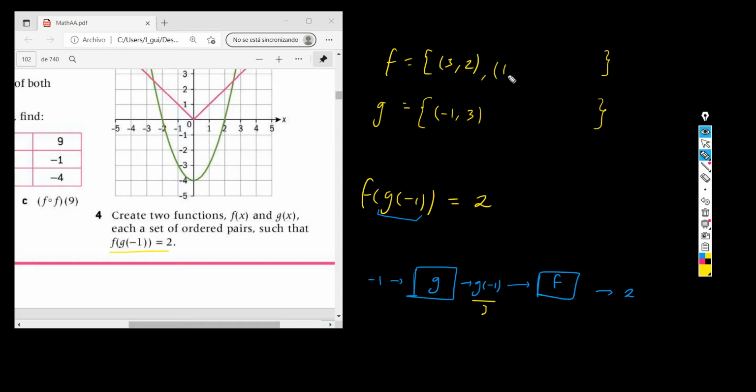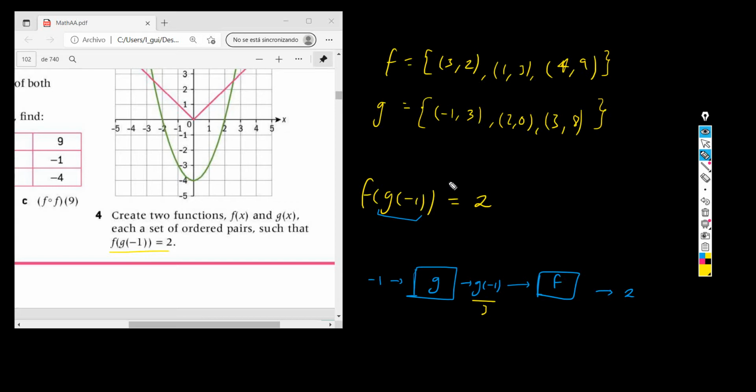You can create any other thing like (1, 3). This is completely random. I'm making things up, and it's okay. (4, 9). And here I can create (2, 0) and (3, 8). That's it. My function is 3 ordered pairs. This other function is 3 ordered pairs. And these two things fulfill this requirement.